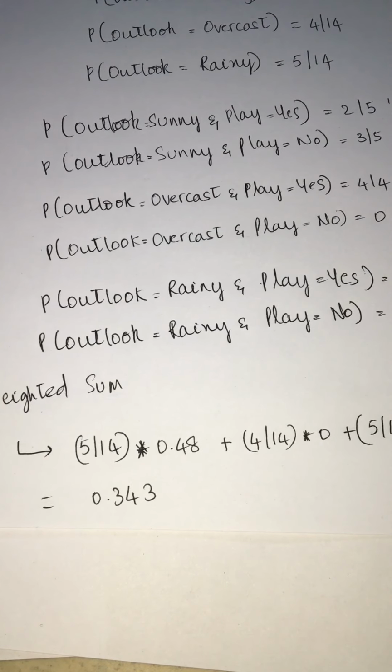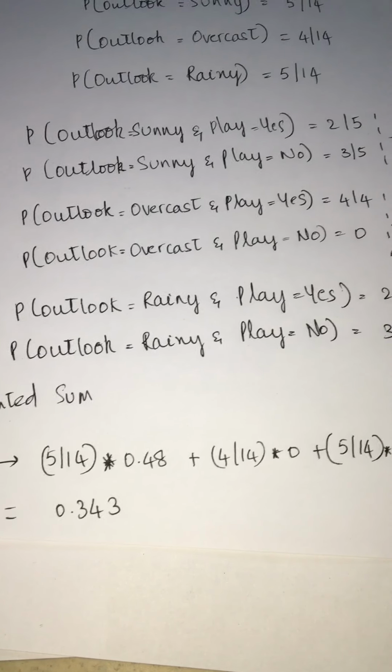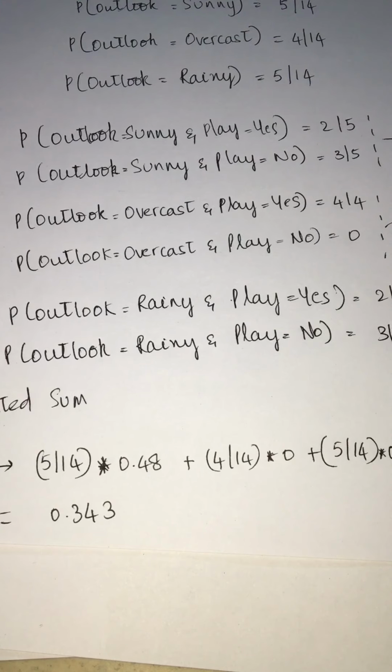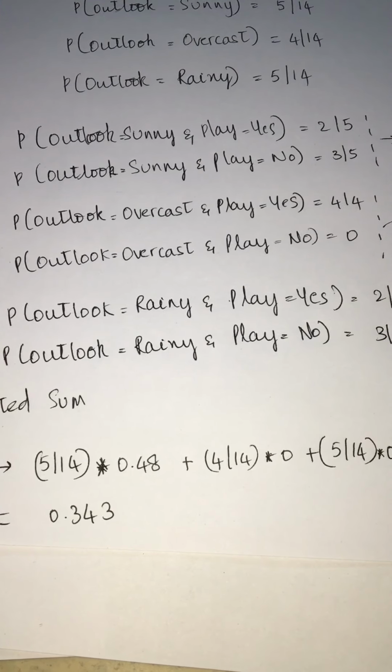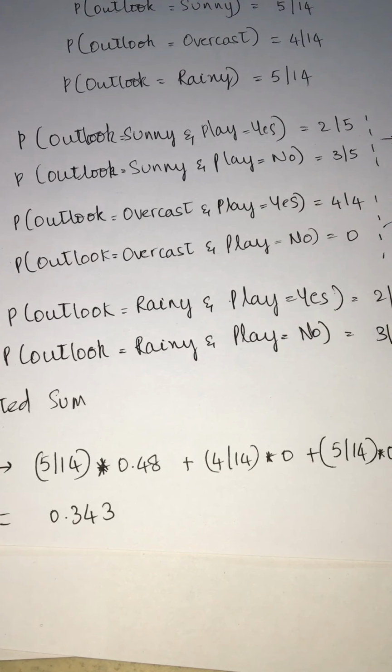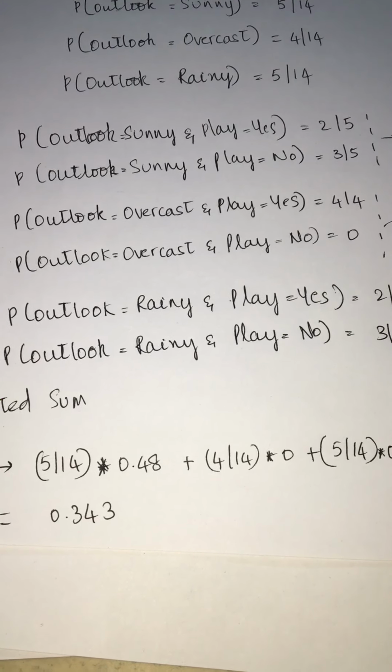In a very similar manner, you calculate for columns like windy, temperature, and humidity, and the root node will be the one with the highest Gini Index. After that, the process remains the same: you get your branches, then you get your node, then again you split it, and the splitting process continues. So this is what the Gini Index is.